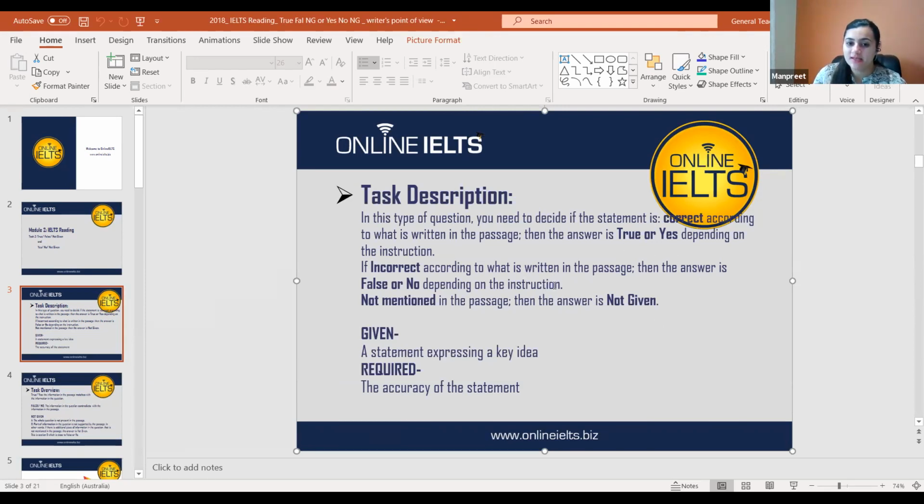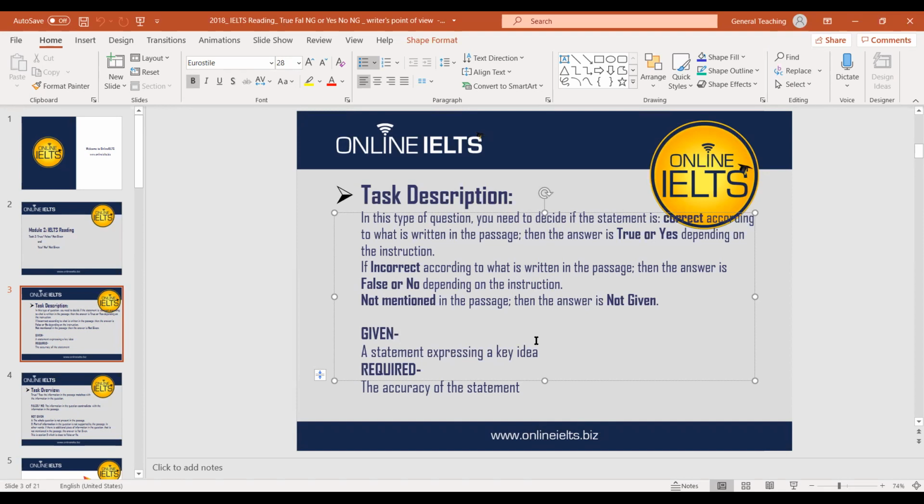So when it says depending on the instruction, what does this mean? Can anyone tell me? Depending upon the instruction. So this means, if the question says that you need to say true, false, or not given, and then if it says the false or if it says the no, then depending on that we need to write that answer. Very good. That's correct.